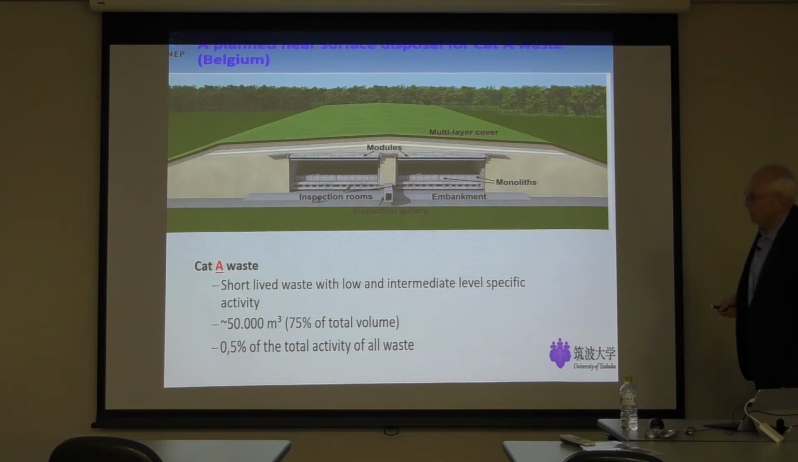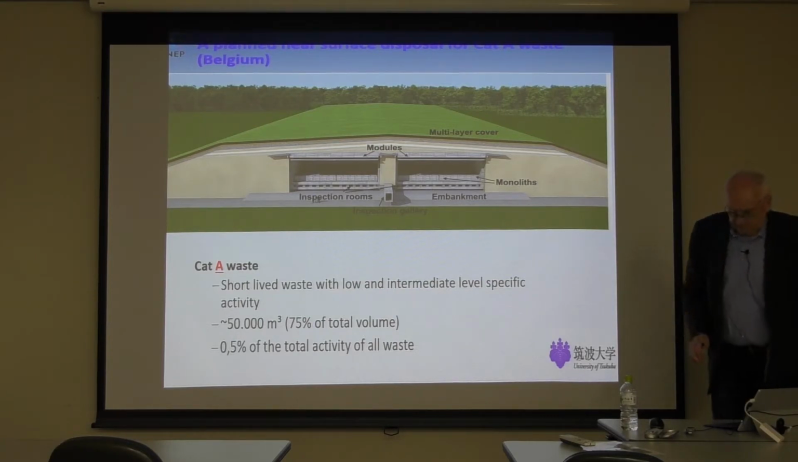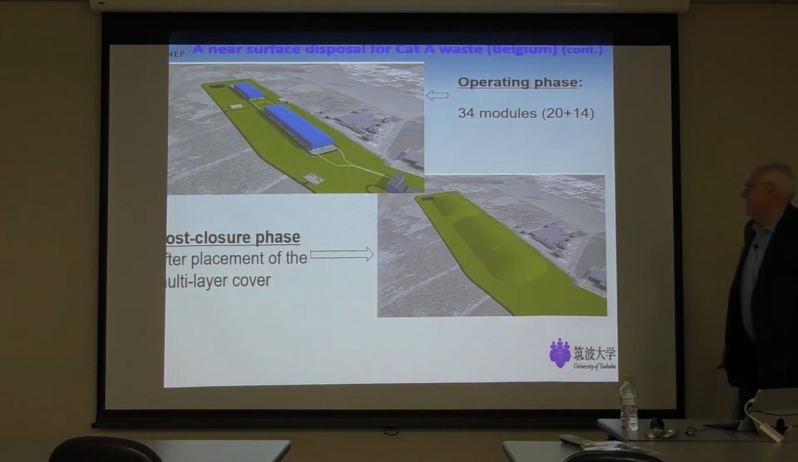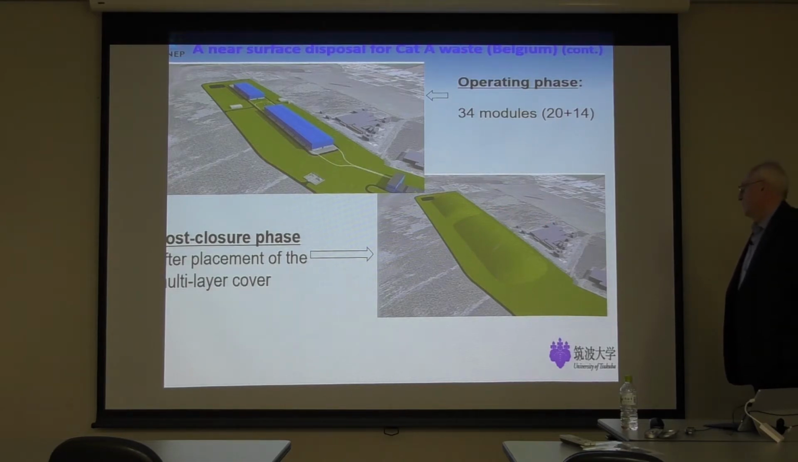This is a planned near-surface disposal facility in Belgium. This is for category A waste. Category A waste is short-lived waste with low and intermediate level specific activity. I mean, it's mainly short-lived, but may contain also some other stuff. This is done for about 50,000 cubic meters, and this is about 0.5% of the total activity of all waste. And this looks like that in the operational phase and in the post-closure phase. Then it will be covered by some material.